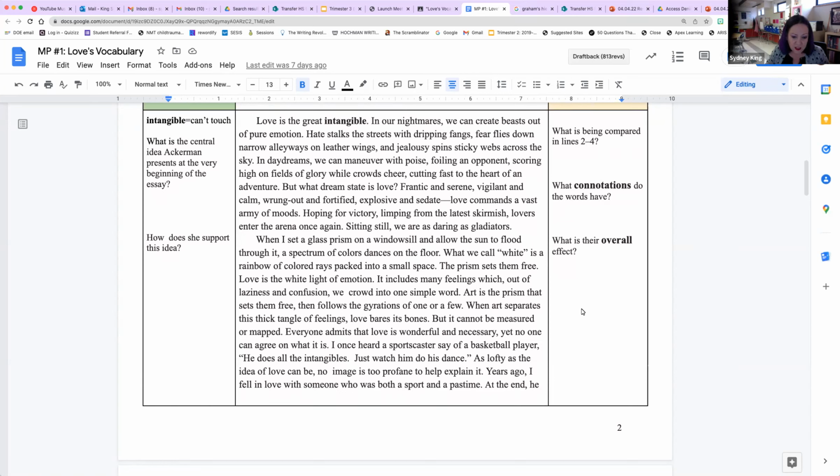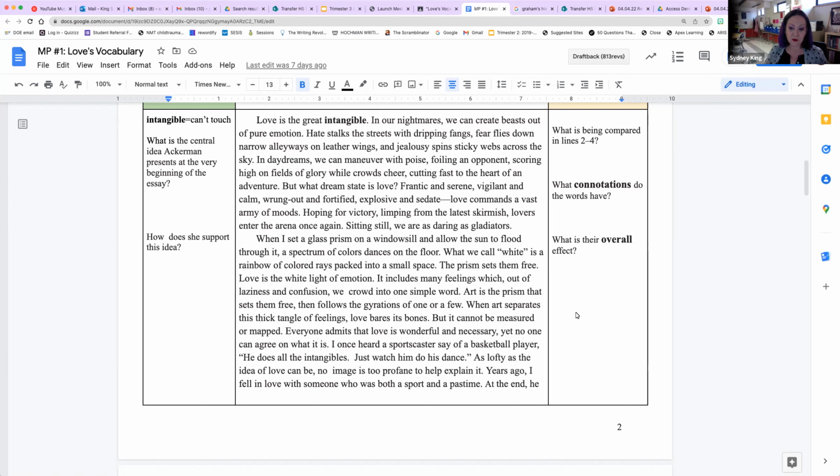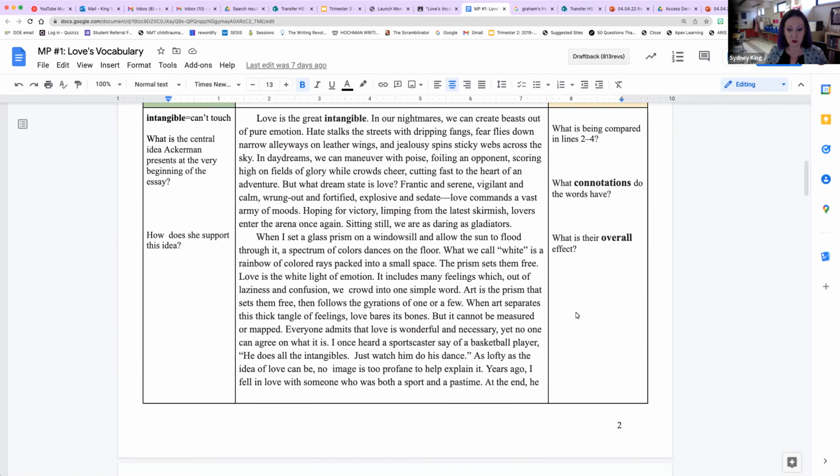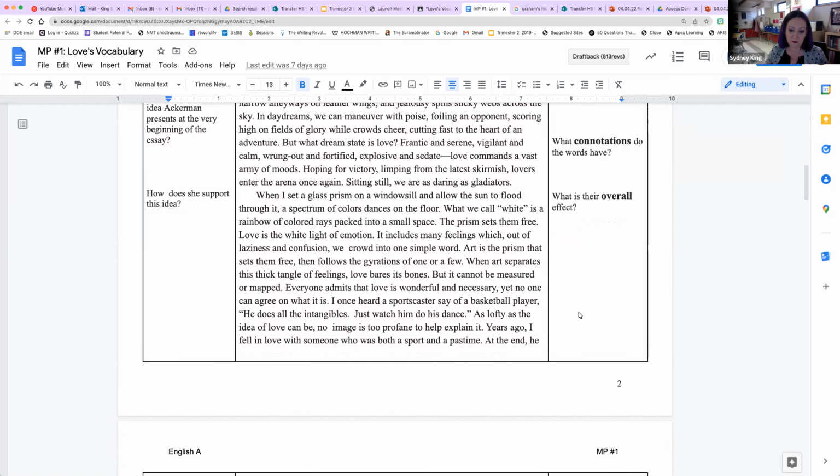Then follows the gyrations of one or a few. When art separates its thick tangle of feelings, love bares its bones, but it cannot be measured or mapped. Everyone admits that love is wonderful and necessary, yet no one can agree on what it is. I once heard a sportscaster say of a basketball player, "He does all the intangibles, just watch him do his dance." As lofty as the idea of love can be, no image is too profane to help explain it.